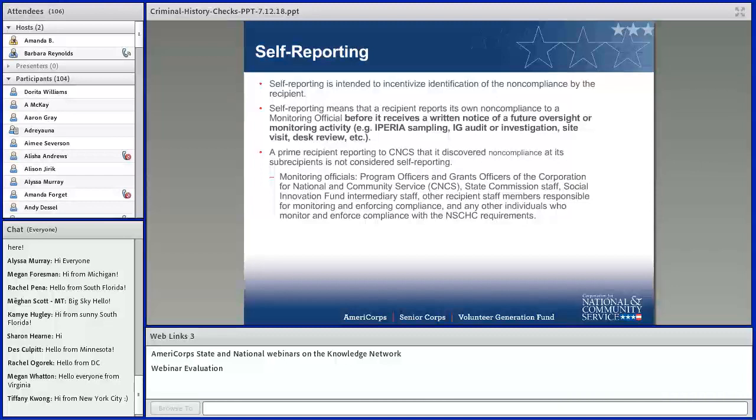And you get this written notice from a monitoring official. What is a monitoring official? It's a broad definition. It could be program and grants officers of CNCS, it could be state commission staff, and it can be other recipient staff members who are responsible for monitoring and enforcing compliance with NSCHC requirements. So a prime recipient cannot self-report to CNCS noncompliance they've discovered during their own monitoring.